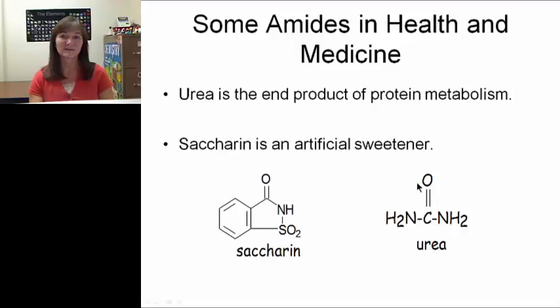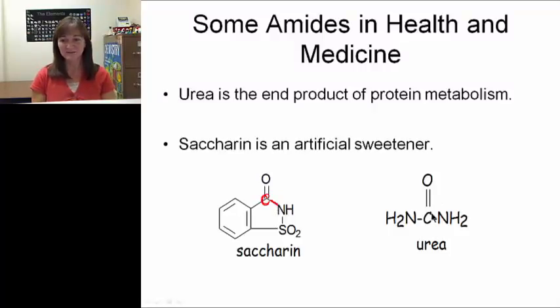So some amides in health and medicine. These next few slides I'm going to take you through some common amide compounds, but I'm not going to ask you any of these for test questions. So urea is the end product of protein metabolism. So make sure you can identify it as an amide. So here is the carbonyl group, and it's bonded to a nitrogen. So that's how we know it's an amide.